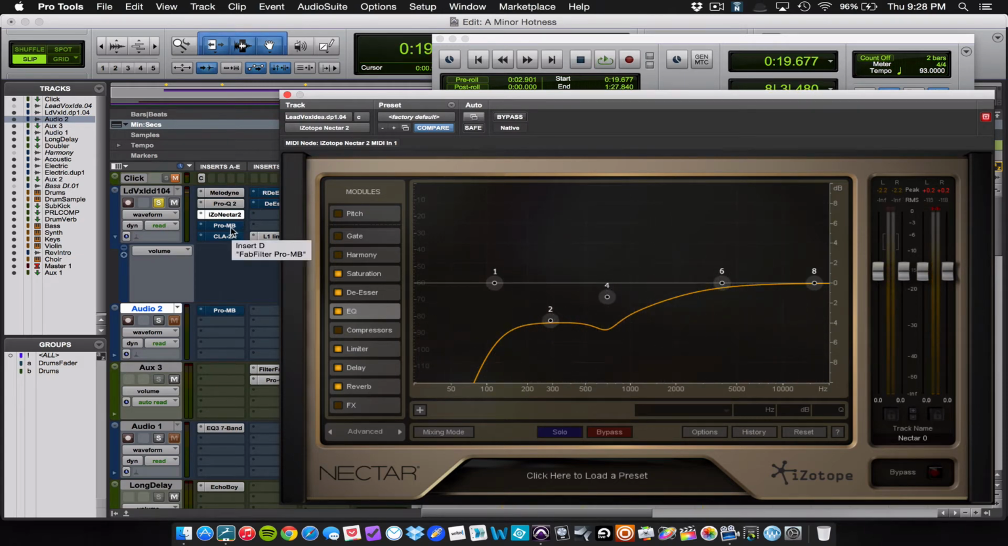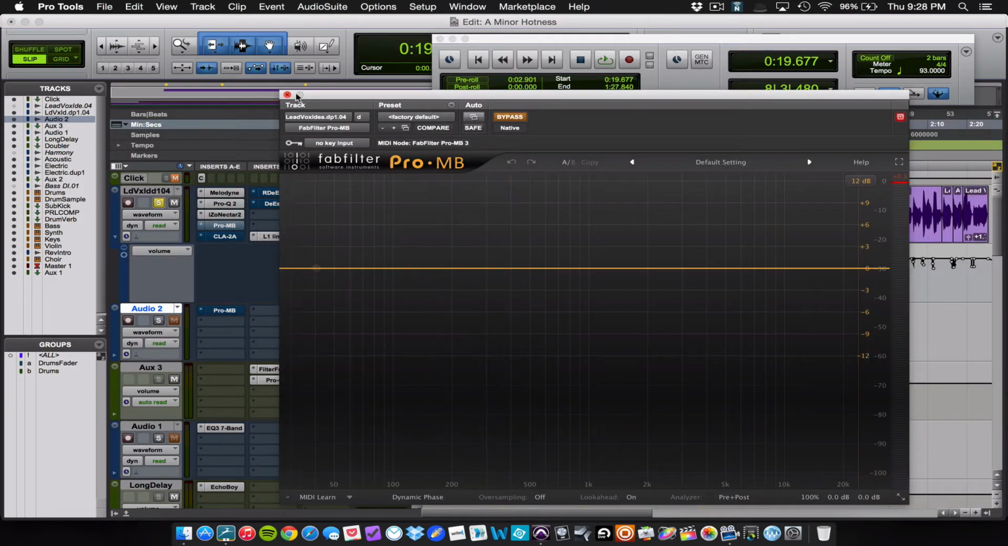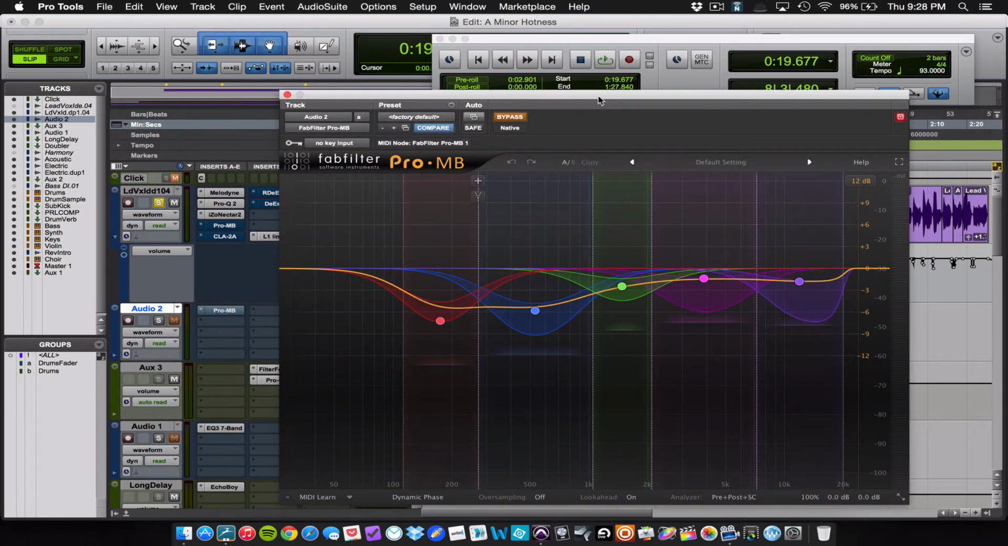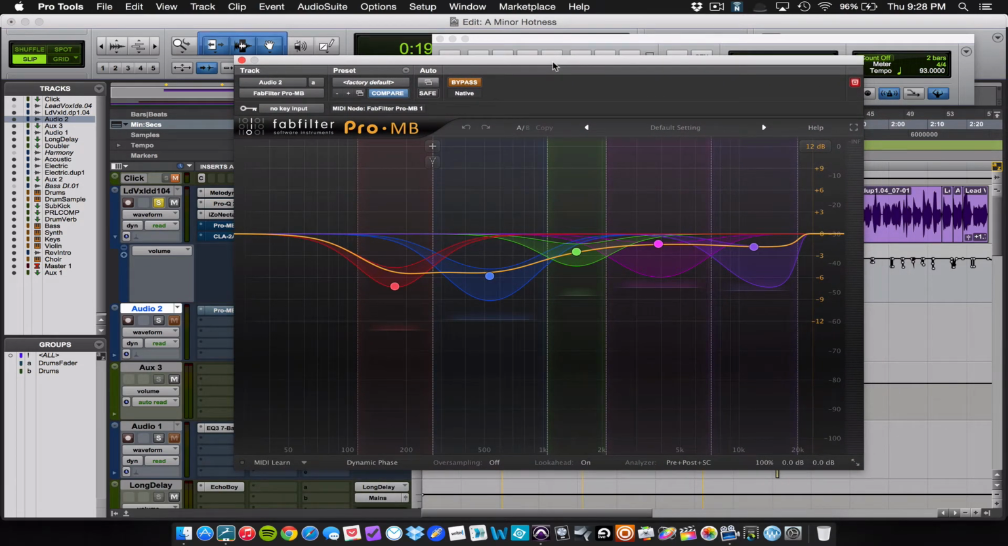Okay. And then I have Pro MB. This instance is clean, but the one I actually had on there was this, and this may look a little silly to you guys. You're like, well, why don't you just EQ that or turn it down? Quick explanation of multiband compression. It's basically what it sounds like. It's a compressor that allows you to control which frequencies you would like to compress and how much, which is great. And this is a really good plugin to do it.